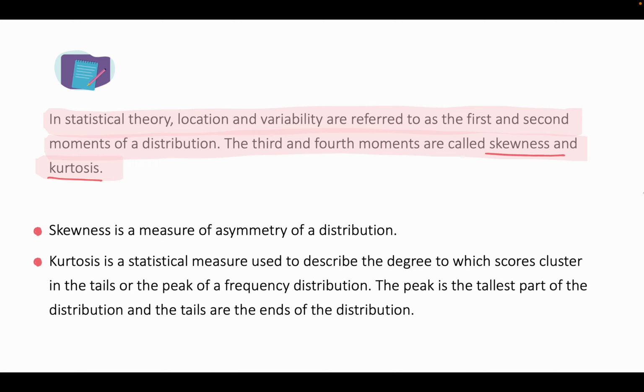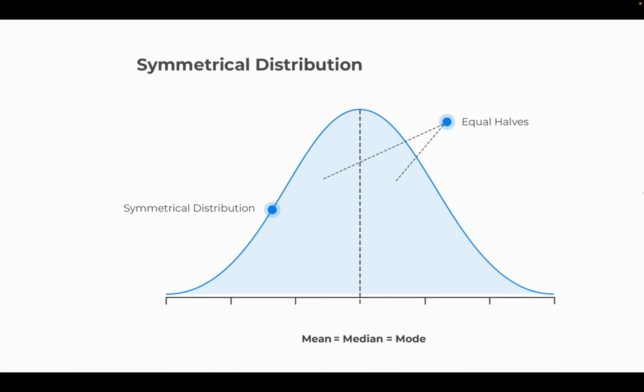So this is an example of a symmetrical distribution. Both these halves are equally divided. This is representing 50% of the data, and this is also representing 50% of the data. And in this case, mean is equal to median equals to mode, right?